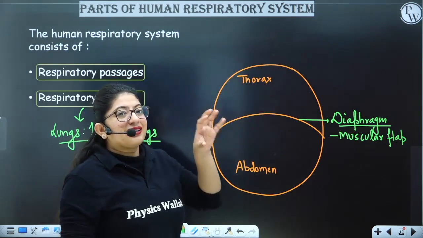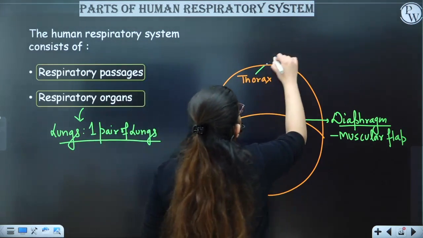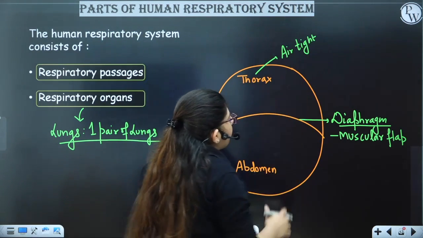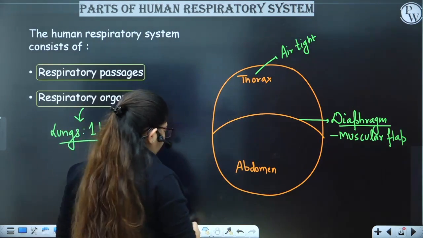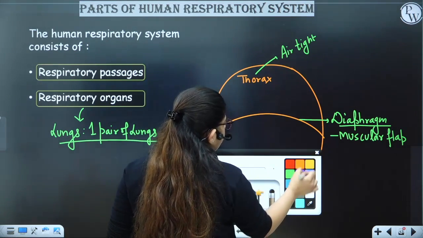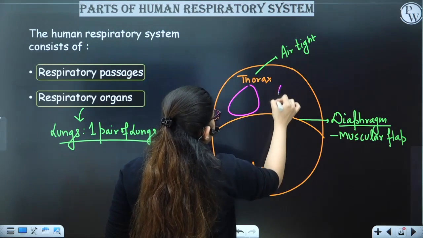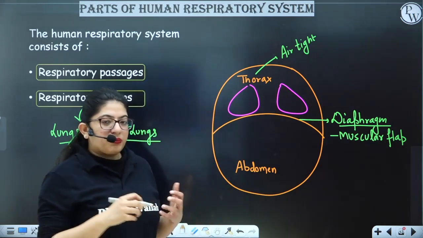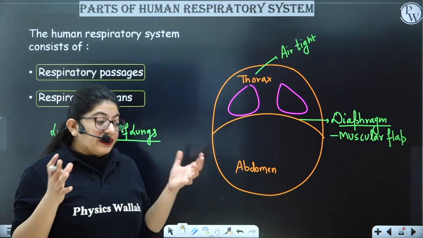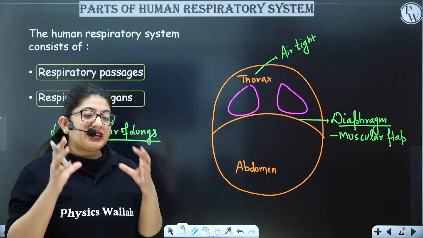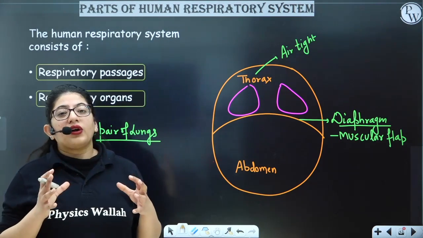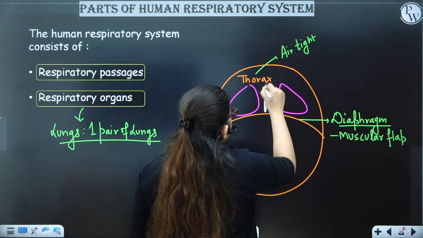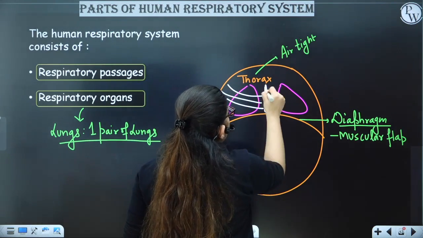Thorax is an airtight chamber. It has a vacuum inside. In this is present your one pair of lungs, like this. But do you think these important organs are just present as such? No. They are present in a bony cage-like structure. You call it the rib cage. So here is present your rib cage.